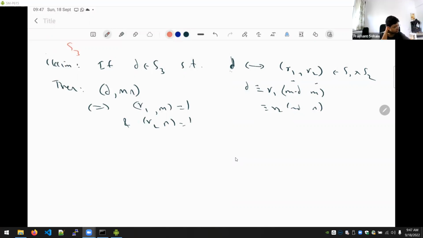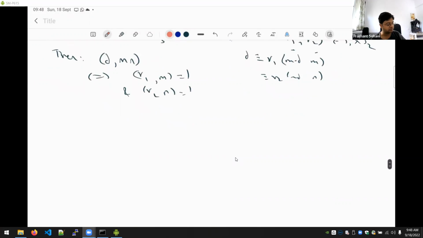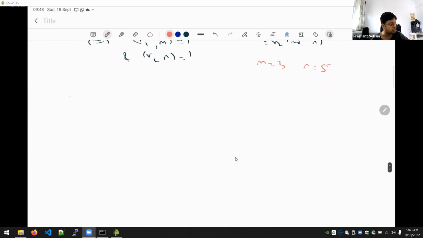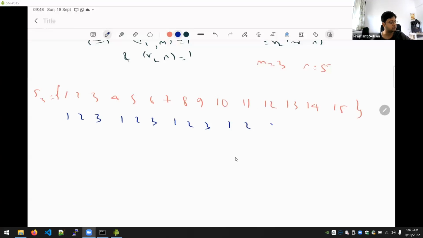Actually, this number 150 is too big. We cannot illustrate this. Let me think if some smaller number can help us to illustrate. I didn't want to take a prime number, but okay, let's just take m equal to 3 and n equal to 5. Then we can actually write out those entire rows: 1, 2, 3, 4, 5, up to 14, 15. So this is our set S1 or S3, which is the set of all numbers up to mn. Now, below this, I write the remainders modulo 3, and then I write the remainders modulo 5.